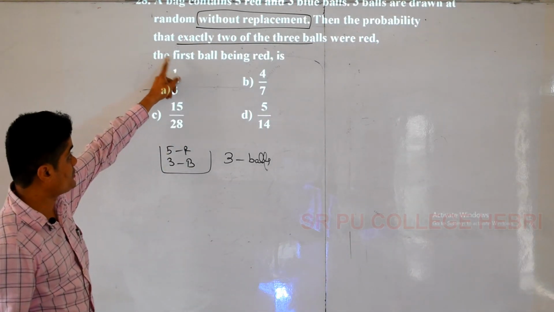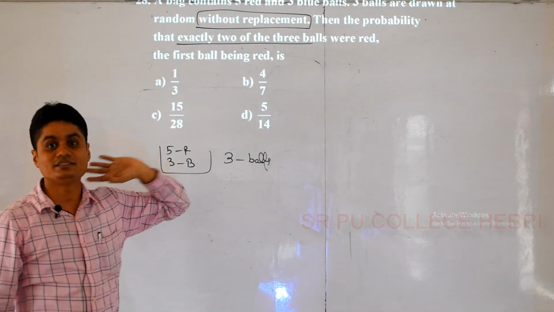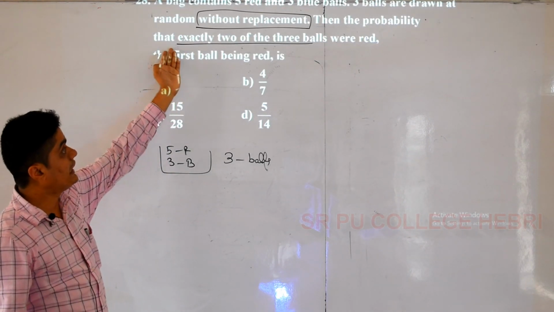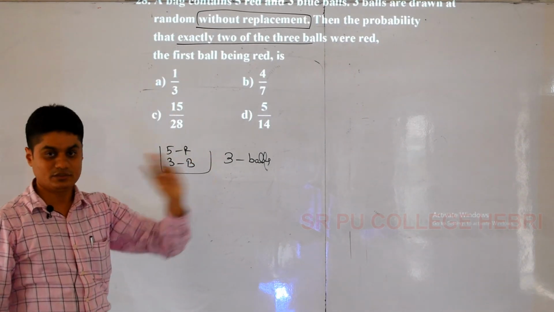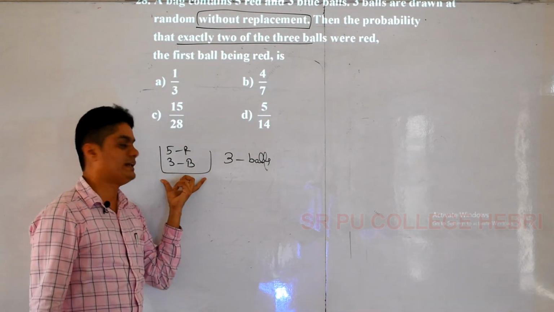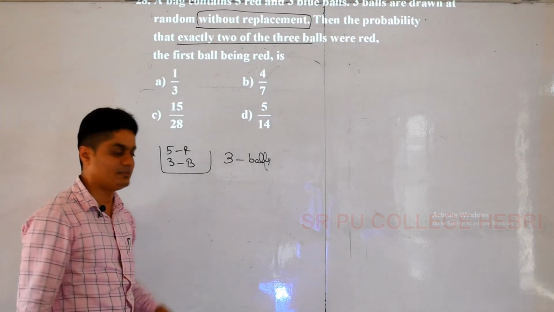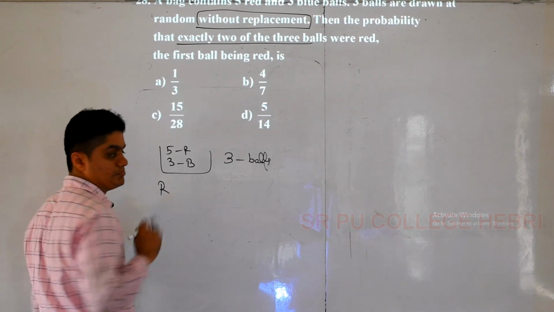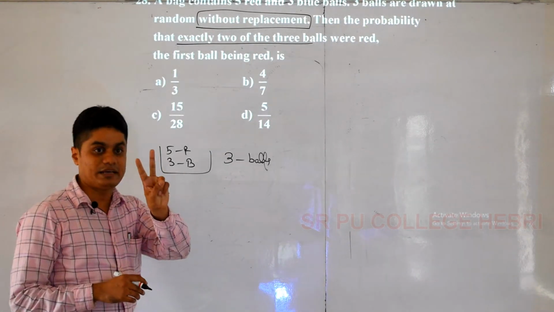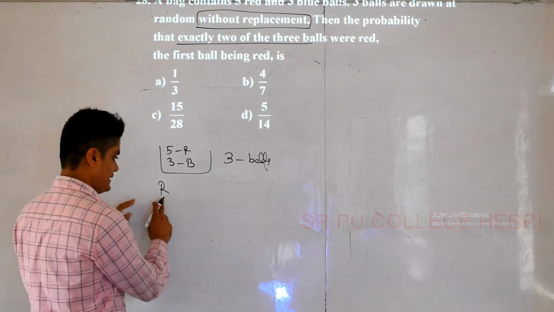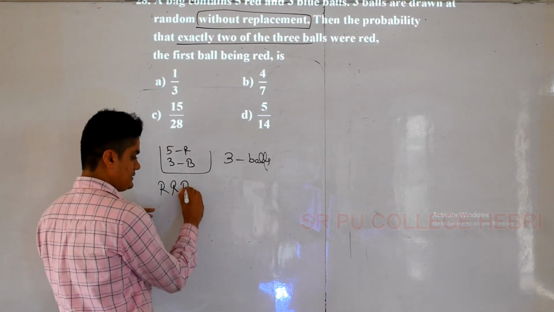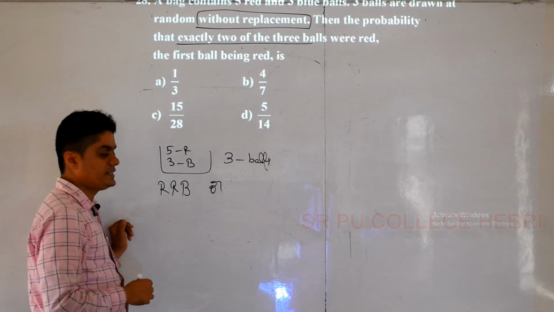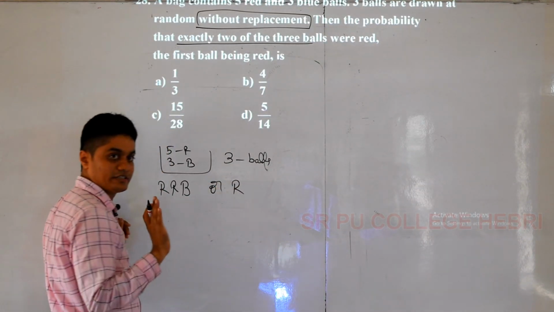Under the condition that the first ball is red. This is different. See, the first ball selected must always be red, and exactly 2 out of 3 balls are red. The content is 5 red balls and 3 blue balls inside the bag. Tell me what the different possibilities are. The first ball must be red, compulsory, and 2 balls must be red out of 3. What does it say? First ball is red, second ball is red, third ball is blue. This is one possibility. What other possibility is there, tell me? See, the first ball should be red, no excuse.